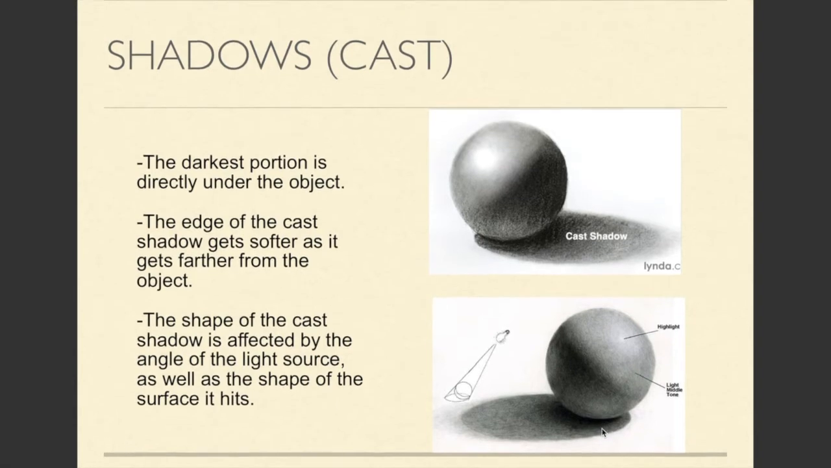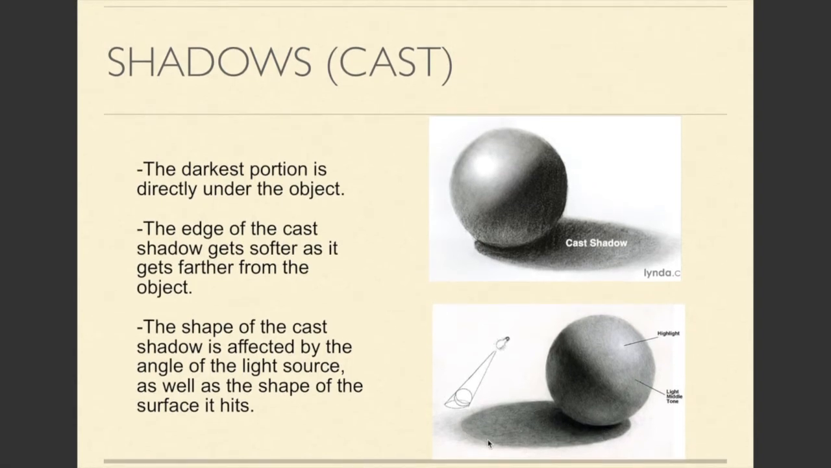And lastly, the shape of the cast shadow depends on the direction of the light source. If the light is directly above the object, you're going to get a very small cast shadow, right underneath it. If the light source is way over here, then your cast shadow is going to be much longer. So the shape of the cast shadow depends on A, the shape of the object, but also B, the direction of the light source.